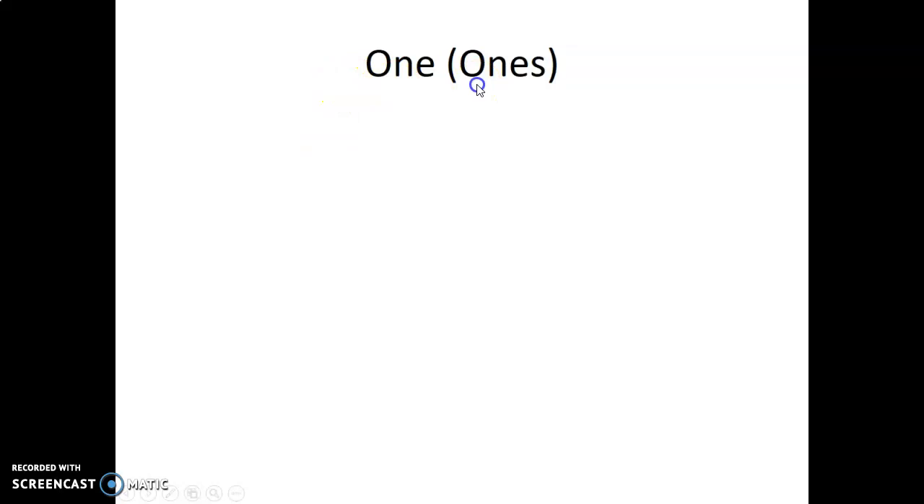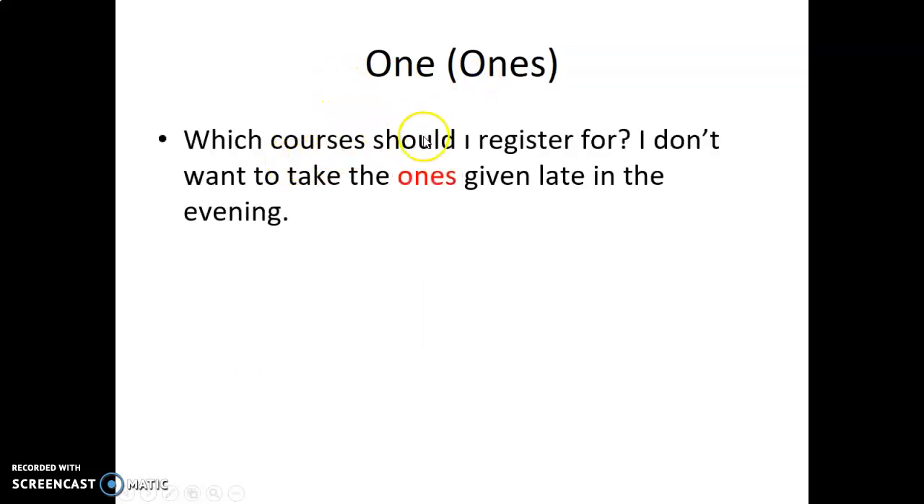One or ones. Which courses should I register for? I don't want to take the ones given late in the evening. So we can use ones to refer to nouns. In this case, it is courses.